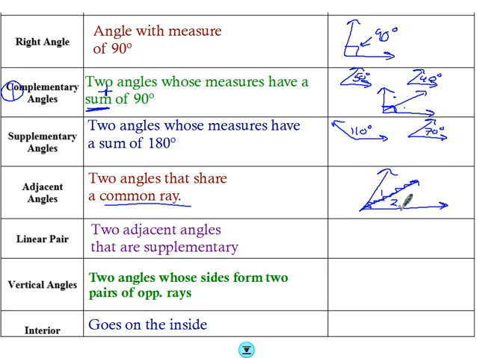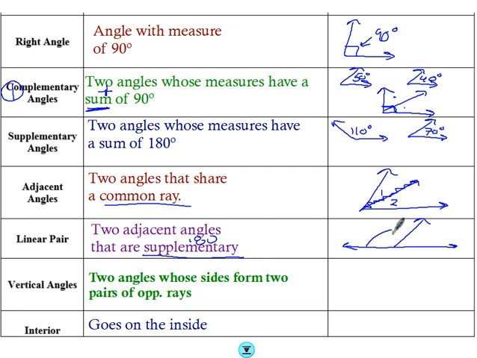A linear pair is two adjacent angles that are supplementary. Remember, supplementary means 180 degrees, but they have to be adjacent. So that means two things: they share a wall, and they add up to 180. Basically, when you are looking for a linear pair, you are looking for that straight angle. You're looking for a straight line, and then typically there's some ray that comes down like this.